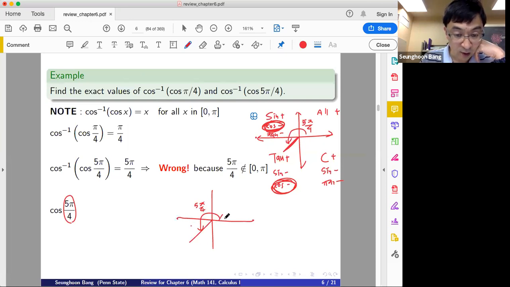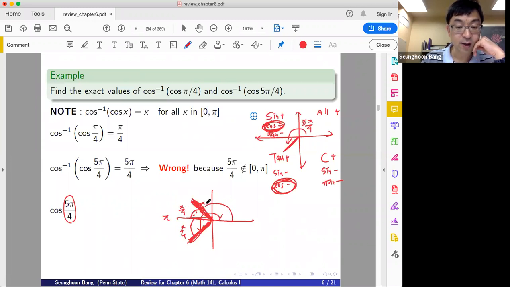So what's that? This flat one is exactly pi. The 5 pi over 4 minus pi is pi over 4, so this angle is pi over 4. So you have to reflect this segment about the x-axis, reflect here. This angle is also pi over 4. So what's the exact angle?